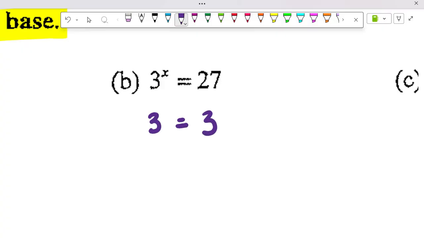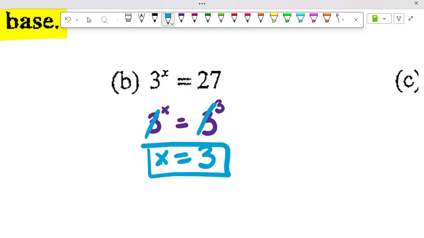Now, since this one's already a base of 3, we can just rewrite it as it is. So 3 raised to what power is equal to 27? 3. So 3 to the third power is equal to 27. Now that the bases are the same, we can say bye-bye to them and bring down our exponents to equal each other. So x is equal to 3. Any questions so far? Pretty easy, right?